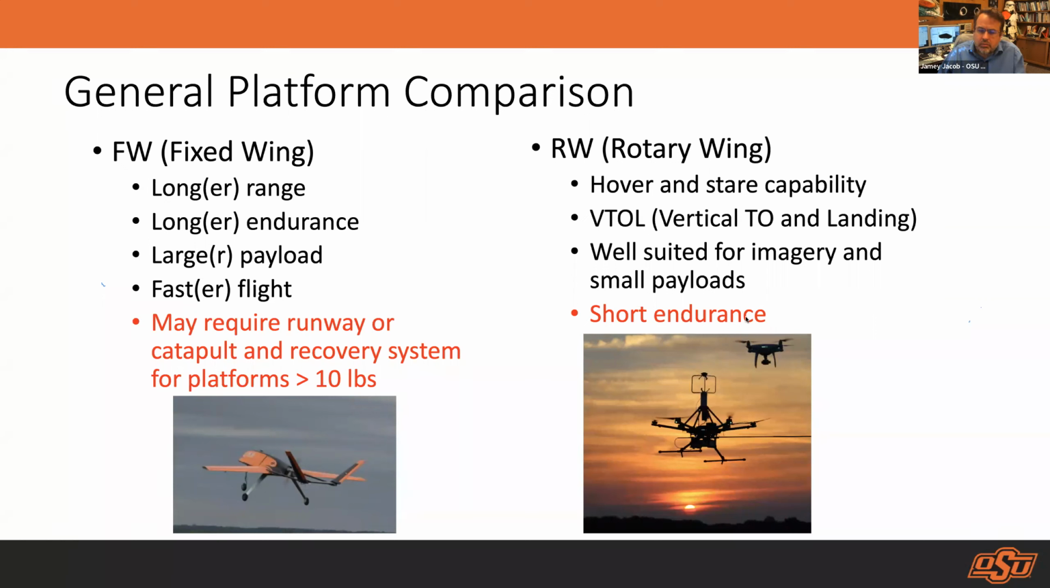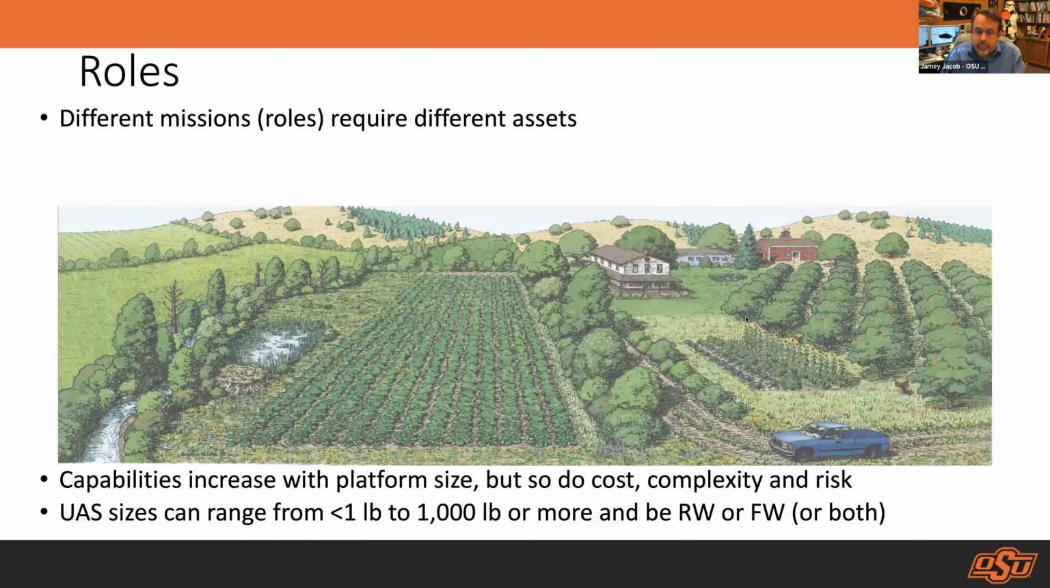So you can also merge these two and have a hybrid system that's either the best of both worlds or the worst of both worlds, depending upon how you're looking at the problem. And you saw that in the previous video, where you have a fixed wing system that also has a vertical takeoff and landing capability. Now, each of these systems has a different role.